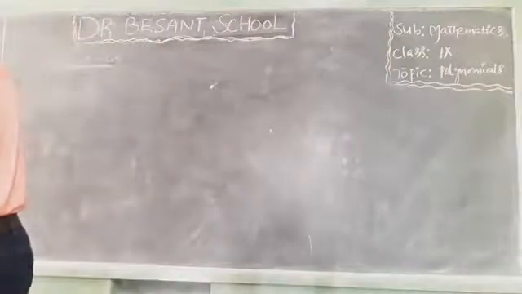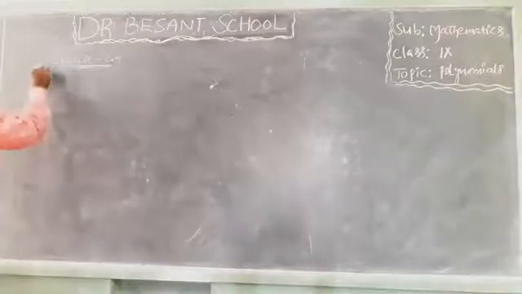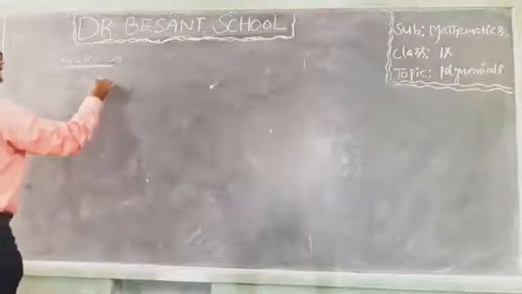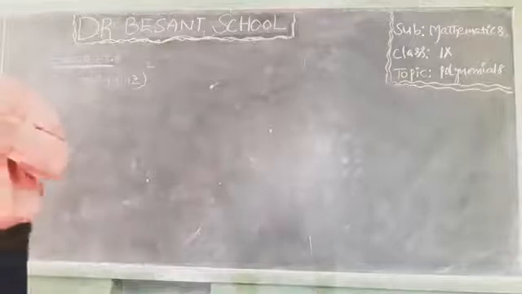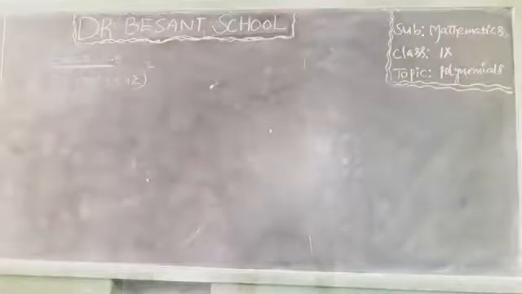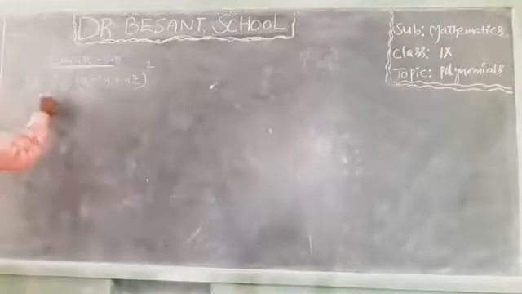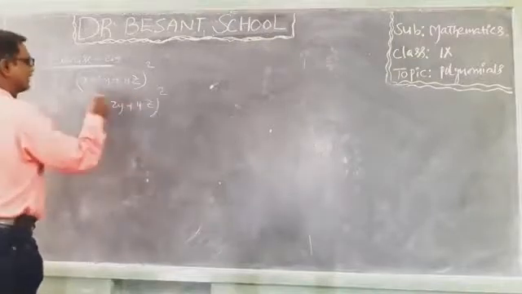Evaluate each of the following expressions using some identities. The first one: (x + 2y + 4z) whole square. Express the following by using identity. Expand. See, children, it is (x + 2y + 4z) whole square.